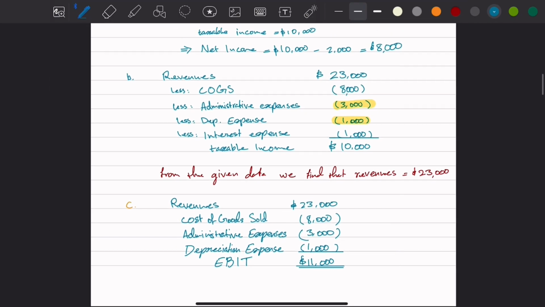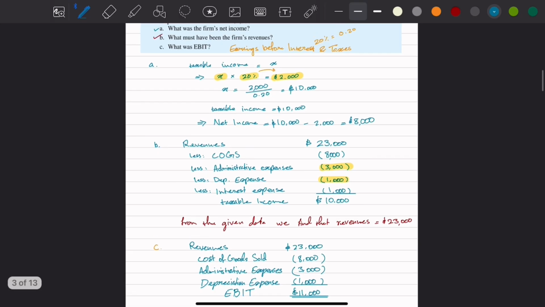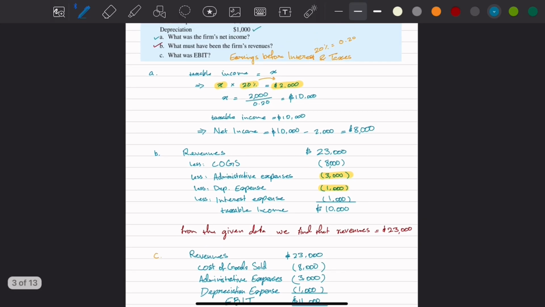Here's the complete answer. In the first part, we managed to find what net income is based on the amount of taxes paid, and knowing that the tax rate is 20%, we worked our way back. We played with the formula to find that the taxable income was 10,000, and based on that, the net income is going to be 10,000 minus the amount of tax that was paid, which is 2,000. That means that net income equals 8,000, right?